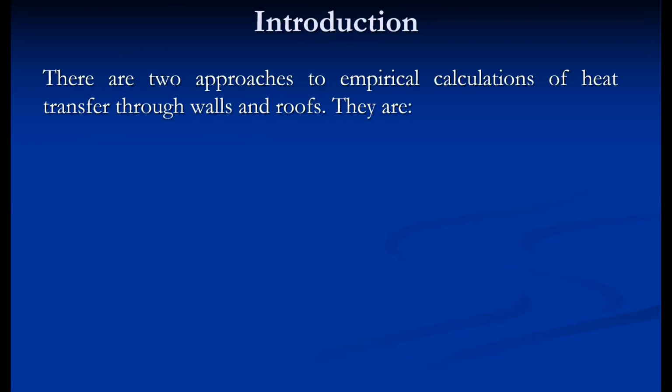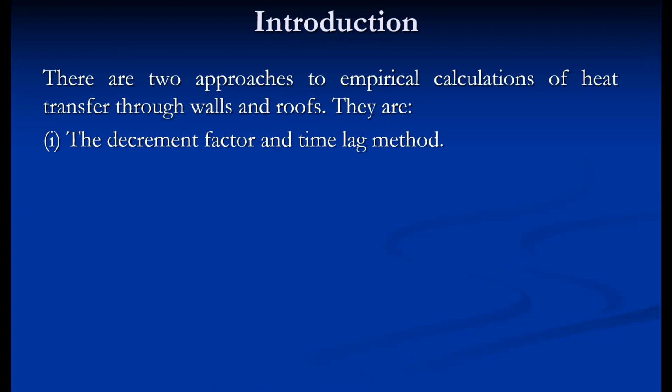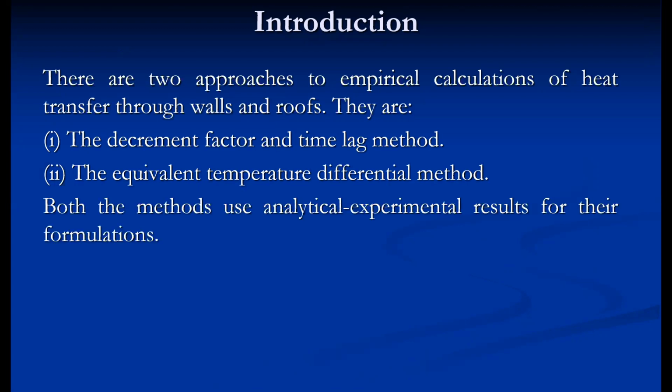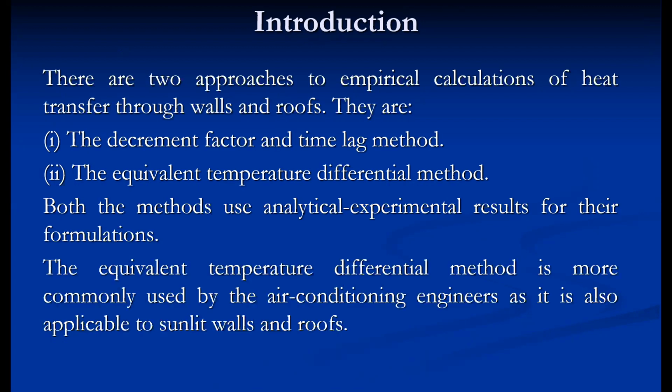There are generally two approaches to empirical calculations of heat transfer to walls and roofs. These two approaches are decrement factor and time lag, and the second one is the equivalent temperature differential method. Both methods use analytical and experimental results for their formulations. But the equivalent temperature differential method is more commonly used by air conditioning engineers, as it is also applicable to sunlit walls and roofs.